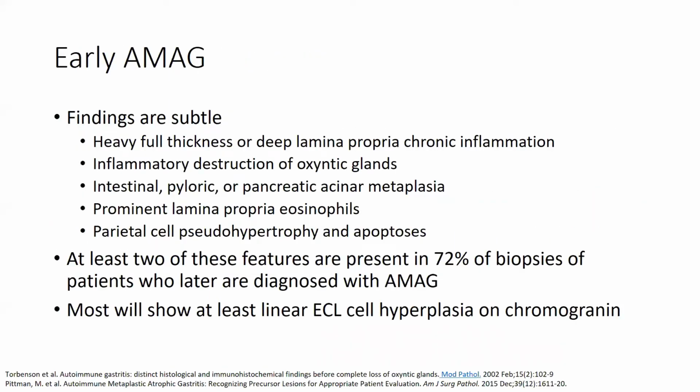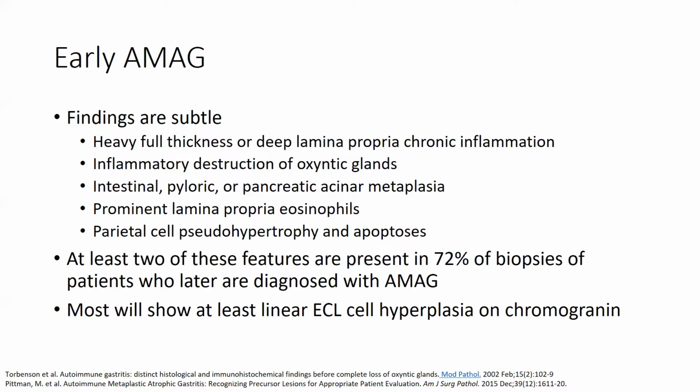Now, in early AMAG, the findings are subtle and can be easily overlooked. These tend to have either heavy or mild full thickness or deep lamina propria chronic inflammation, with or without inflammatory destruction of oxyntic glands. You may or may not see intestinal, pyloric, or pancreatic acinar cell metaplasia. Lamina propria eosinophils can be your friend and help you think about the possibility of AMAG. And sometimes you can see parietal cell pseudohypertrophy and parietal cell apoptotic activity.